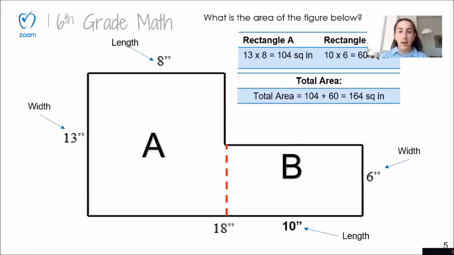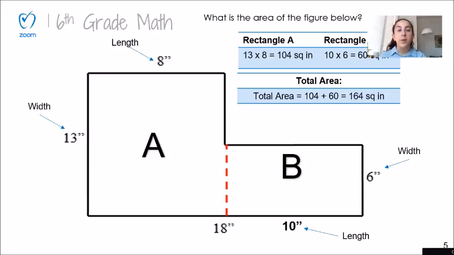Compare your work with mine. You should have gotten 104 square inches for rectangle A and 60 square inches for rectangle B. Lastly, we need to add those two values together to get a total area of 164 square inches. If you got 164, make sure you have the units there. Your answer technically is not correct unless you write the units of square inches. Pause the video and make sure you have this work on your paper.